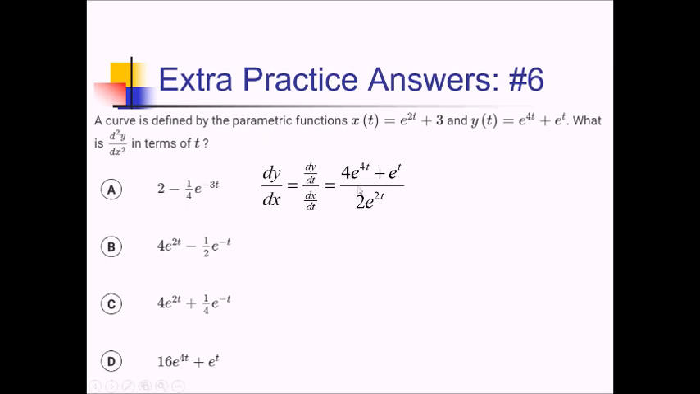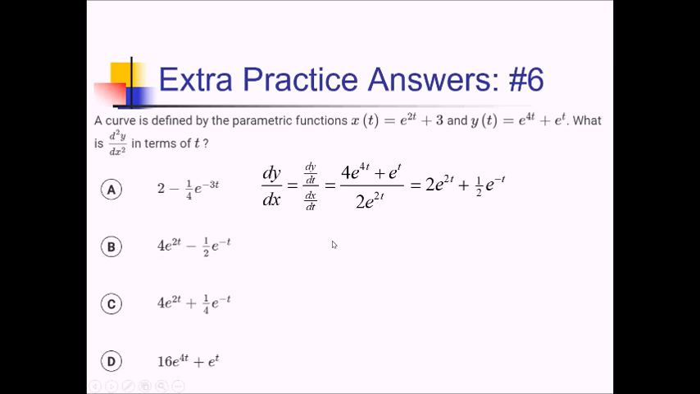So we divide both of these by 2e to the 2t. So for this first term, this is going to be, let's see, 4 over 2 is 2. We have exponent rules going on. This is going to be e to the 4t minus 2t. So altogether 2e to the 2t. And then we have e to the t divided by 2e to the 2t. That's going to be 1/2 e to the negative t, because we're doing, again, t minus 2t there.